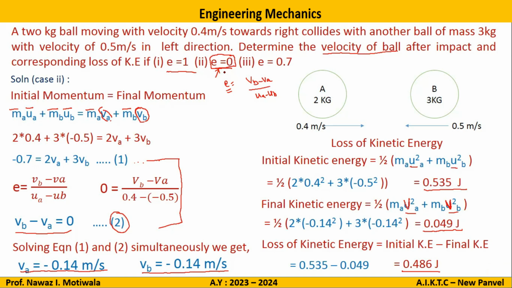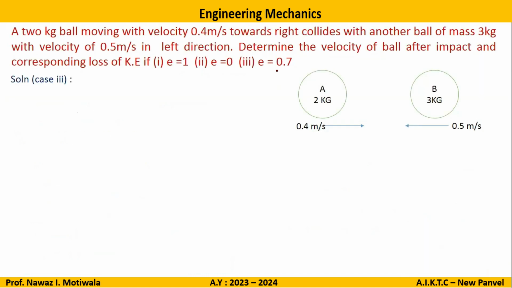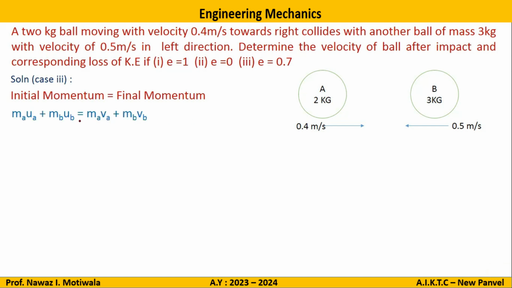Now let us proceed similarly for the third case wherein we are given that E is equal to 0.7. So let us start with that. So in case 3 also we will write initial momentum is equal to final momentum. Then for initial momentum we can write MA UA plus MB UB is equal to, for final momentum I can write MA VA plus MB VB. Substituting the known values, I will get one equation as minus 0.7 is equal to 2VA plus 3VB.